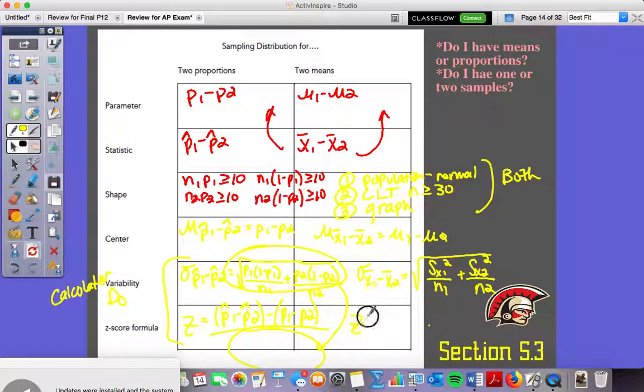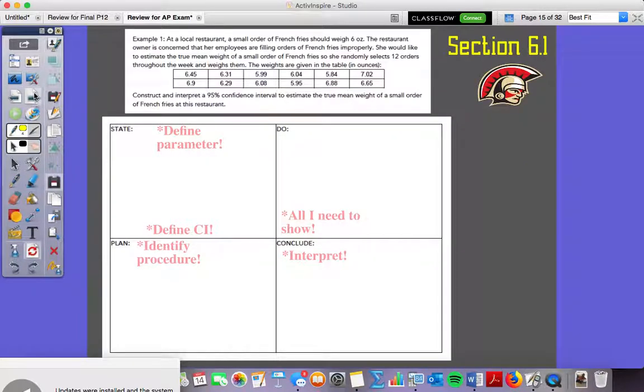Over here on the second one, the z-score is value, which is x bar 1 minus x bar 2, minus my mean, which is mu1 minus mu2, and then divided by my standard deviation, which was up here. But the p1 minus p2 and mu1 minus mu2 is usually going to be 0, right? Yeah, usually the difference is going to be 0 when we're talking about a 4-step process. Okay, so that is it on Chapter 5.